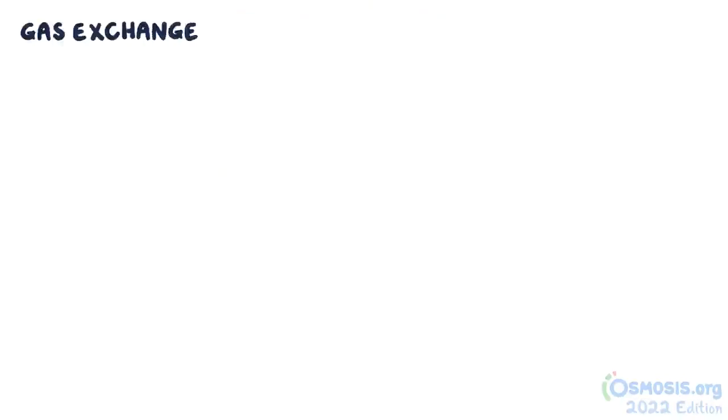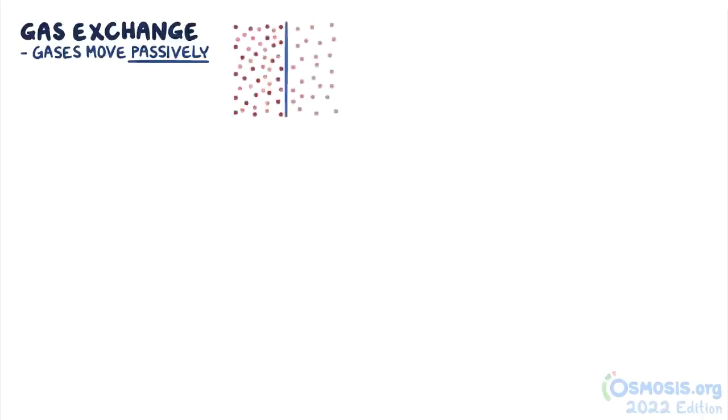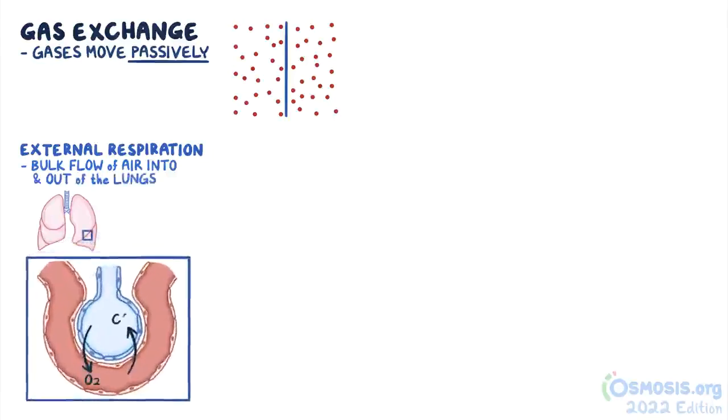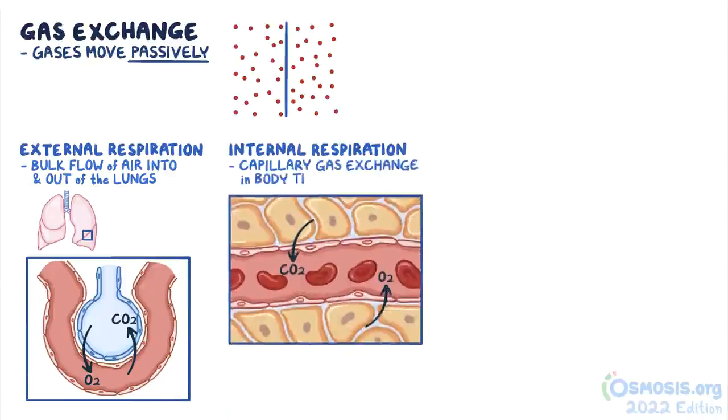Gas exchange is the physical process by which gases move passively, meaning that no energy is required to power the transport by diffusion across a surface. External respiration is another term for gas exchange. It describes both the bulk flow of air into and out of the lungs and the transfer of oxygen and carbon dioxide into the bloodstream through diffusion. Internal respiration, on the other hand, describes the capillary gas exchange in body tissues.